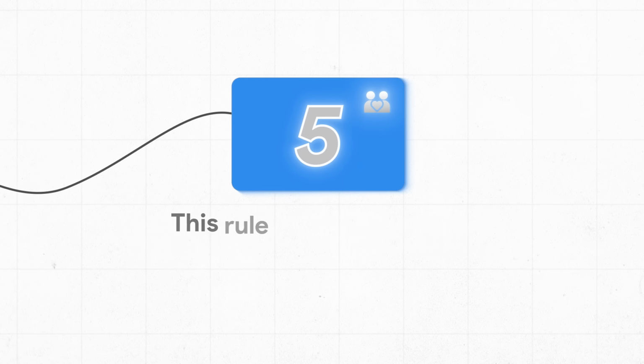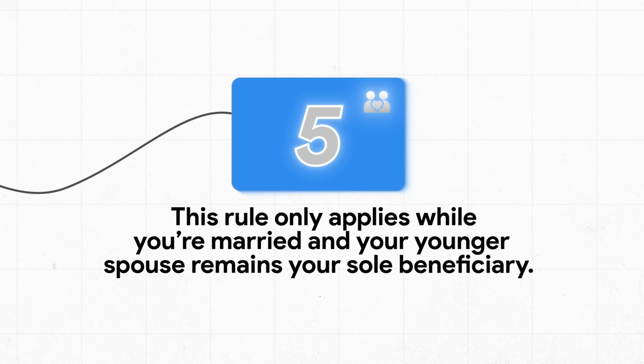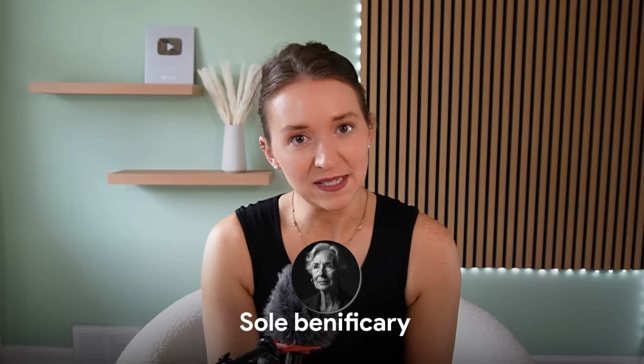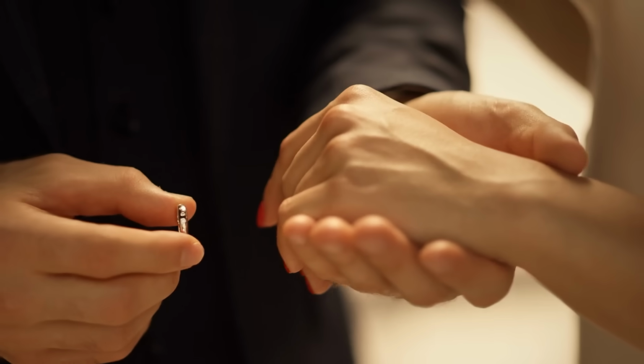Fifth, this rule only applies while you're married and your younger spouse remains your sole beneficiary. And again, it all comes back to what is listed on the account as of December 31st. If your spouse is listed as your sole beneficiary, you qualify. But if your spouse passes away, if you divorce, if you remarry, you lose access to this special table and you revert back to the uniform life table for that year's RMD.